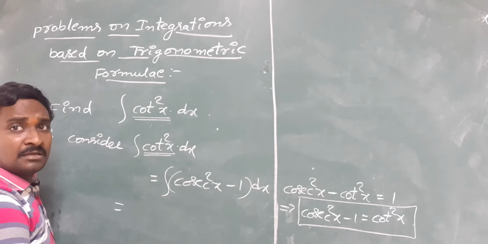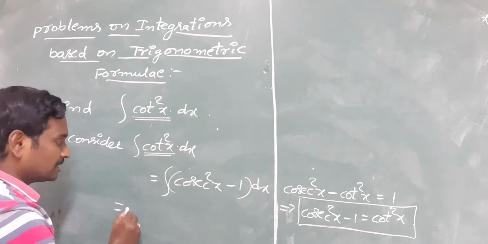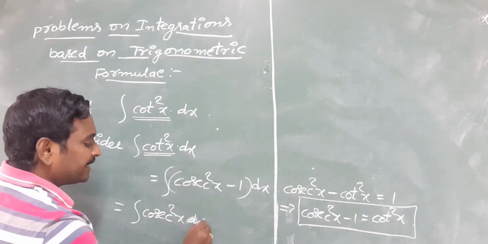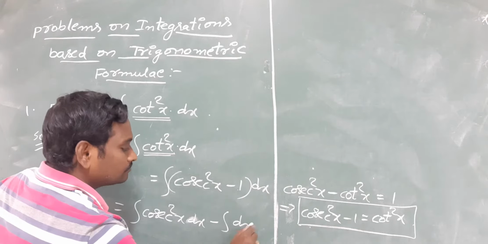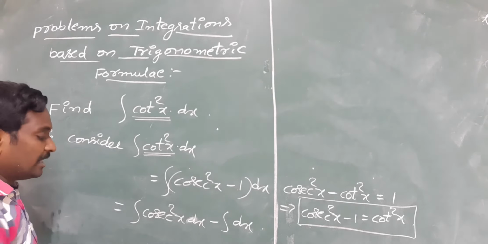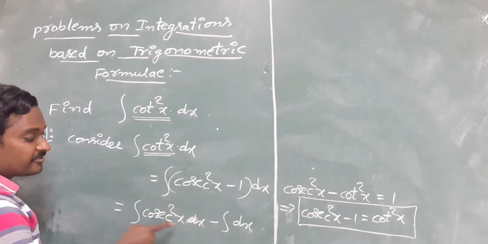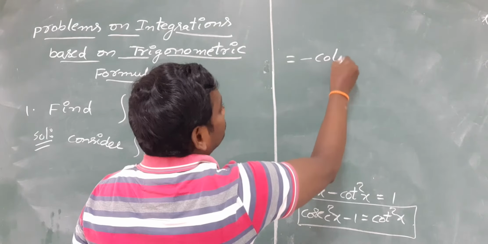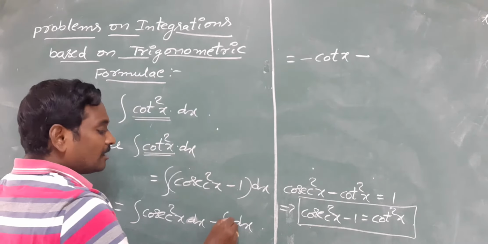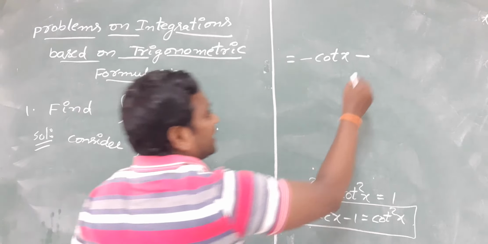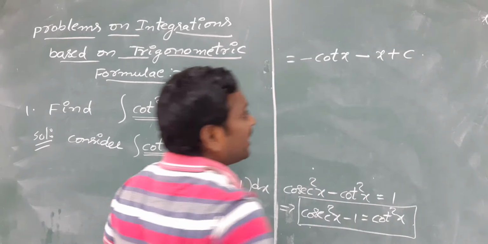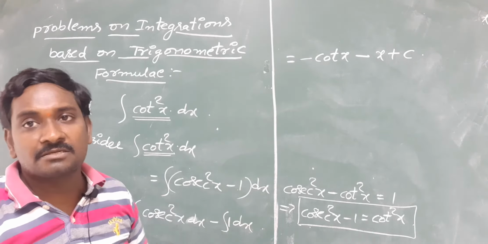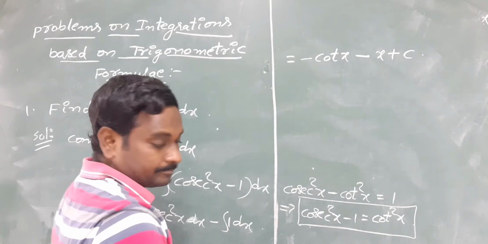Now by using the linear property, separate the terms. Integral cosecant square x dx minus integral 1 dx. What is the integration of cosecant square x dx? We have a direct formula on integrations, which is minus cot x, minus integral 1 dx. What is integral 1 dx? x. Integration is completed. That's why after completion of integration of all terms, don't forget to add the constant c. Okay. See the next one.